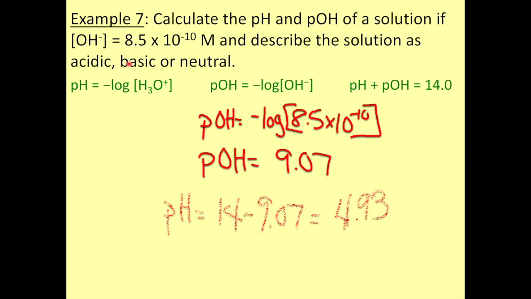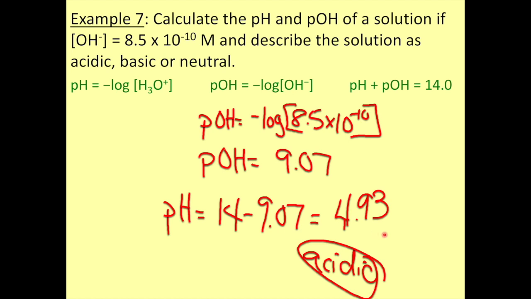Be careful. So I'm going to find my pH from my formula that's over here because I know that the pH and the pOH have to add up to 14. 14 minus 9.07 is 4.93. Now ask yourself, is that greater or less than 7? It's less than 7, so that makes it acidic. Very nice.